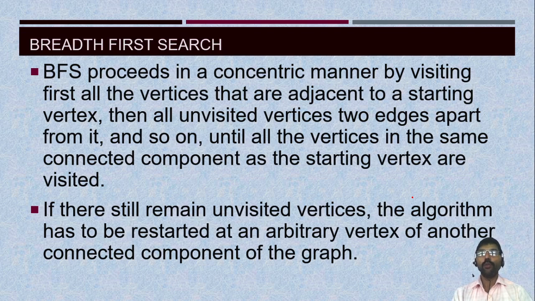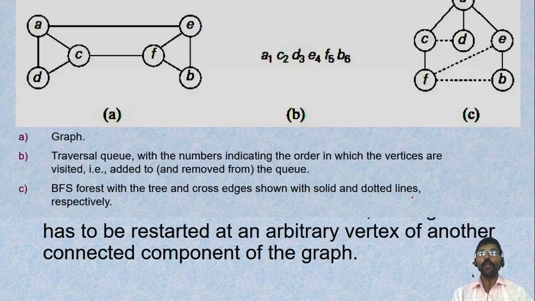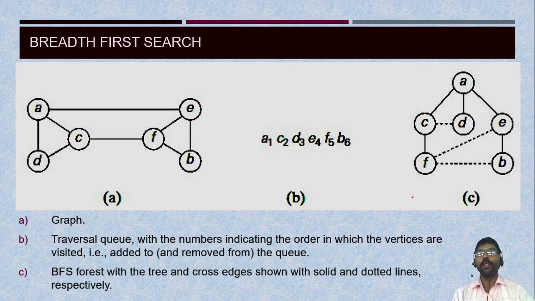I will explain this with an example. Now consider this example here. I am starting from A. So I have visited it here, and I will mark it with the dark color. Next, the adjacent nodes for this A are D, C and E. So I have to visit all these adjacent nodes one by one.